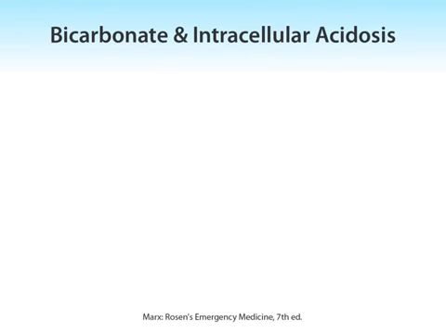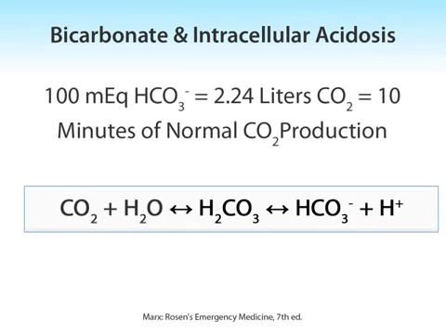Bicarbonate should never be given to treat respiratory acidosis. In our chemical equation, we see that giving bicarbonate increases carbon dioxide levels. 100 milliequivalents of bicarbonate produces 2.24 liters of carbon dioxide, or about 10 minutes of normal carbon dioxide production. If you cannot increase the patient's minute ventilation, bicarbonate dramatically increases carbon dioxide levels.